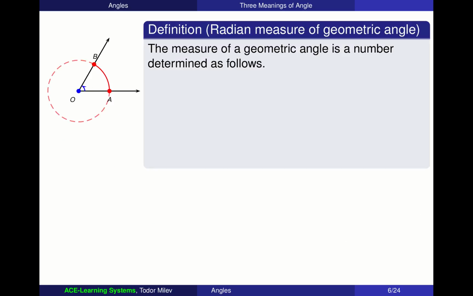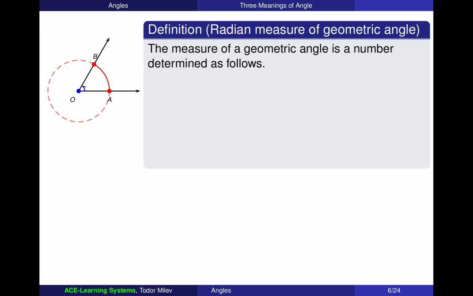Now, I used the word geometric angle or radian measure of a geometric angle. I already used it, and I already depicted it with this arc from the initial to the terminal arm. But I didn't tell you. I somehow used it informally. I didn't give you a formal definition of that measure of a geometric angle. Let me give you now a formal definition of an angle measure of a geometric angle.